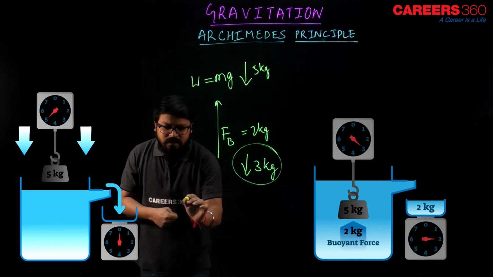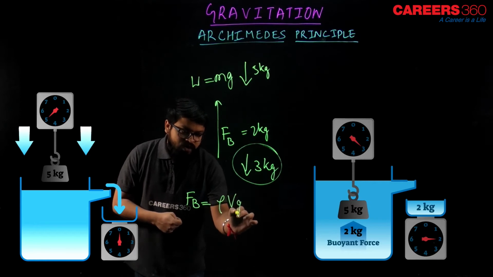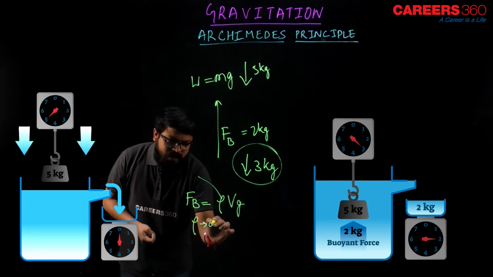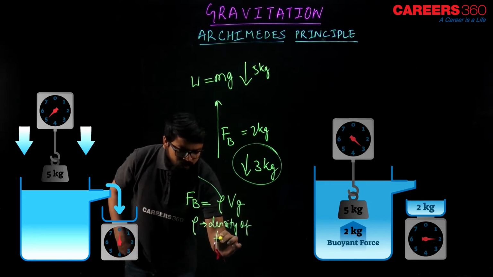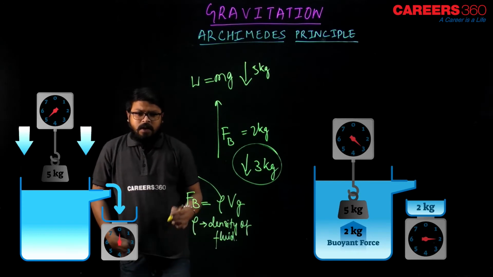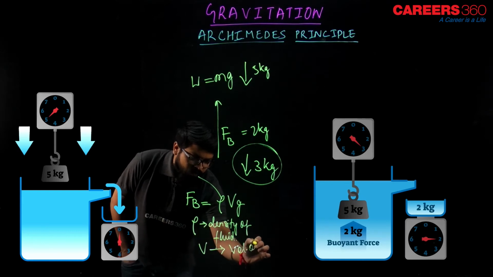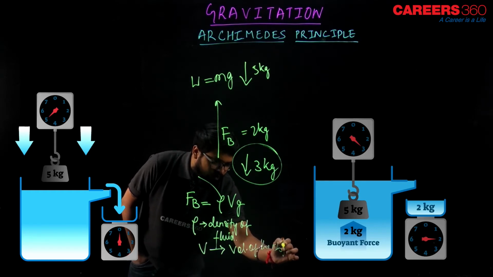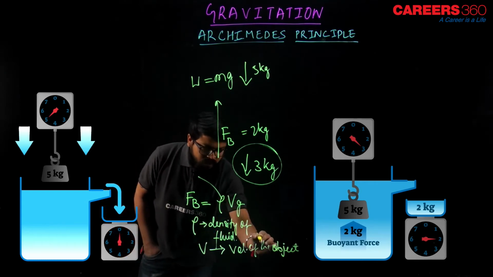Now force of buoyancy FB is given by rho Vg. What is rho Vg? Rho is the density of the fluid in which the weight is immersed. V is the volume of the object.